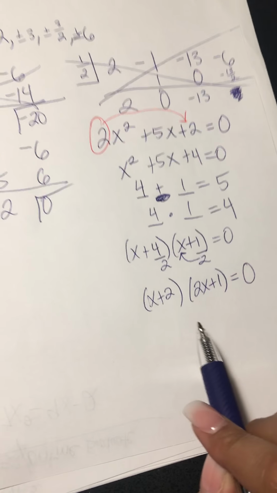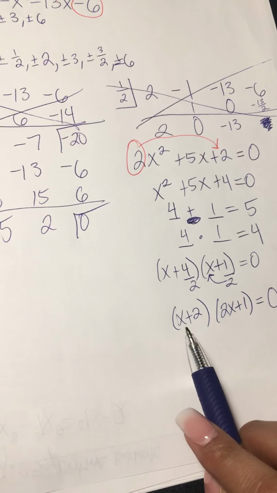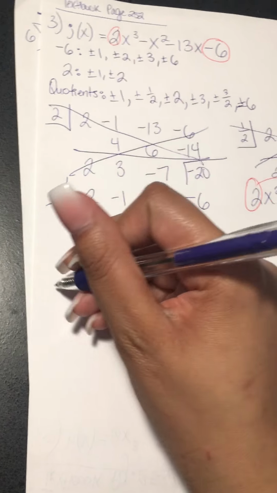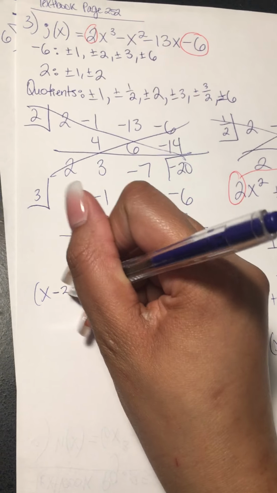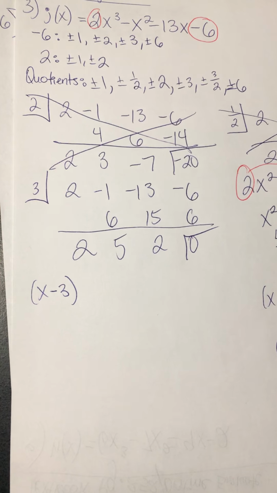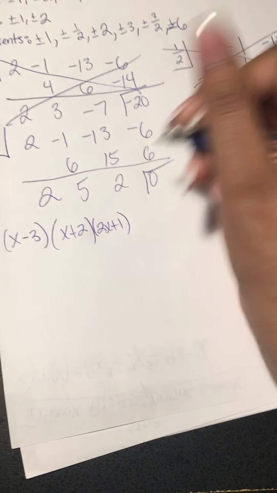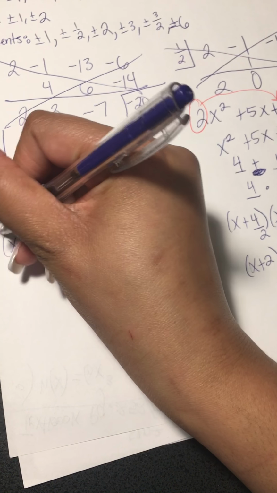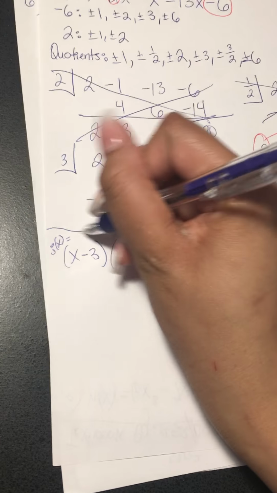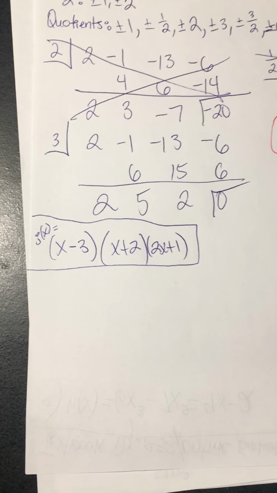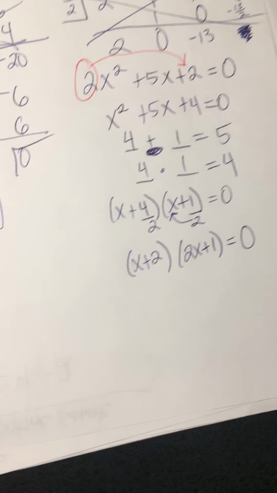Now, my 3 factors for my problem are: take the number that worked in synthetic division. If we use positive 3 in synthetic division, then the factor originally was x minus 3. Then include the 2 factors you just found, x plus 2, 2x plus 1. And that's what your j of x equals. So that is one part of your answer. Those are the factors. It also asks you to find the roots, the rational roots.